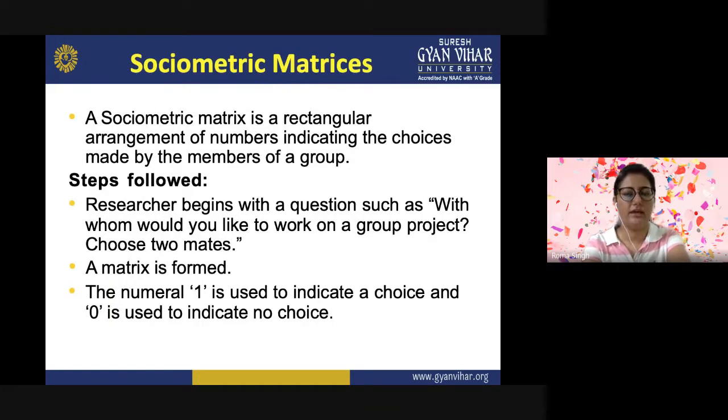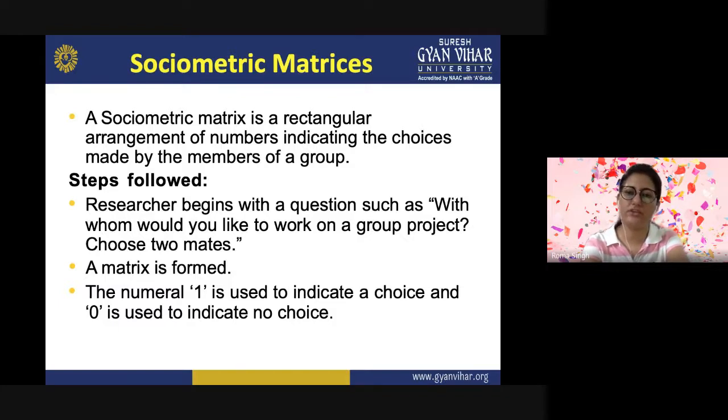So then there are other techniques like sociometric matrices. A sociometric matrix is a rectangular arrangement of numbers indicating the choices made by the members of a group. So in this way also you can prepare a proper sociogram with the help of this matrix. These are the steps which need to be followed.